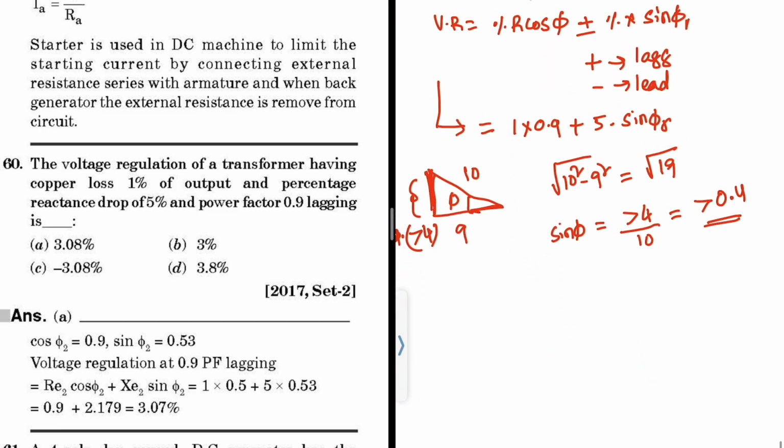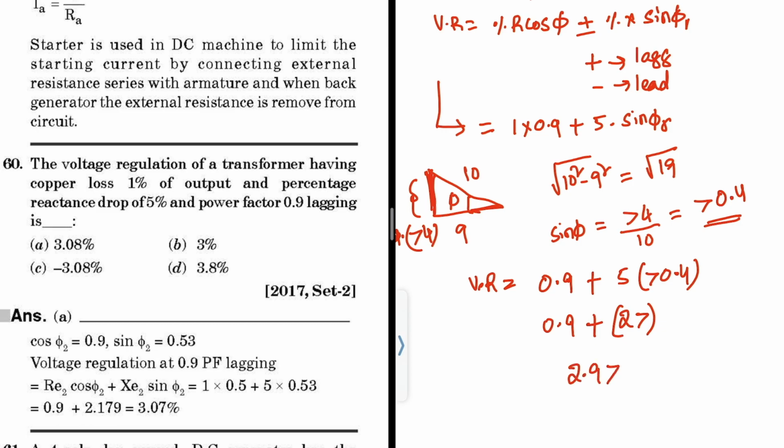Substitute in here. Voltage regulation equals 0.9 plus 5 into greater than 0.4. So 0.9 plus, 5 times 4 is 20, so it will be 2, greater than 2. So 2.9, greater than 2.9. So the answer will be 3.08. You can do this question by approximation only. We cannot calculate the exact value of sin phi because we don't have a calculator, right?